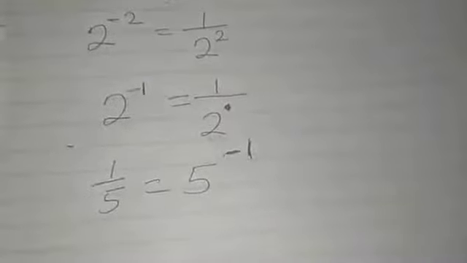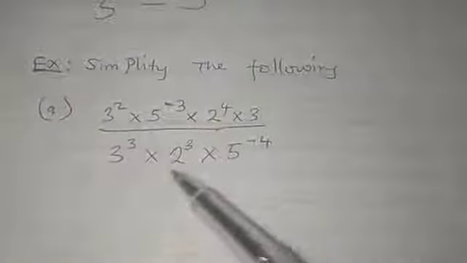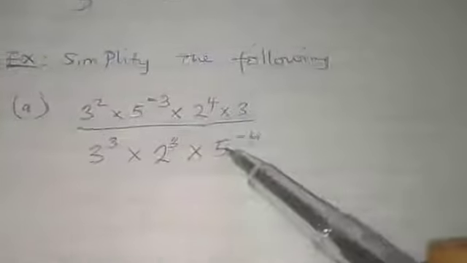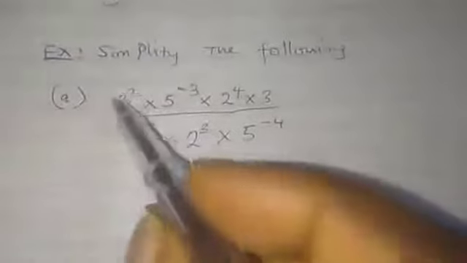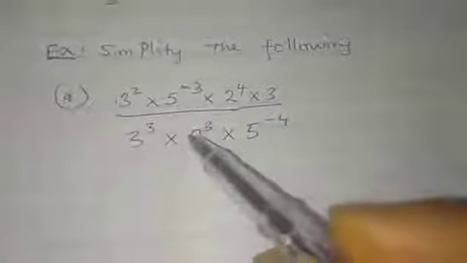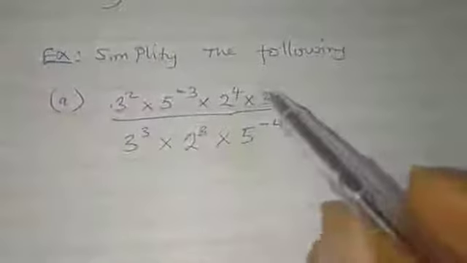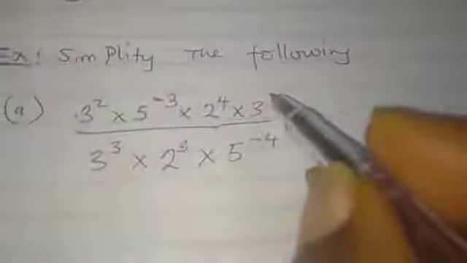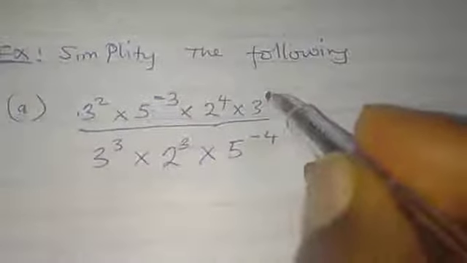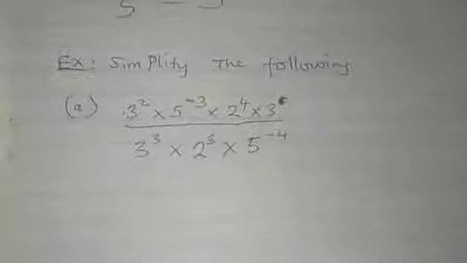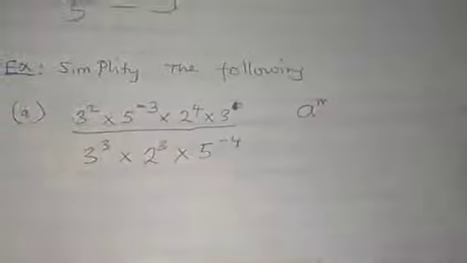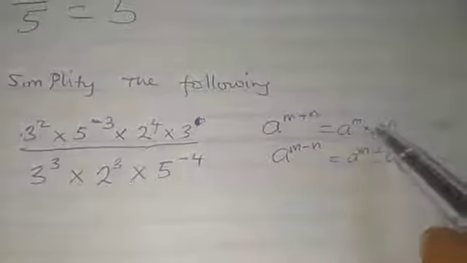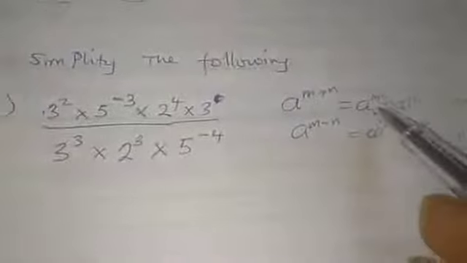So let us take an example on this. Here, we want to simplify this. The numbers we have at the base are 3, 2, and 5. So this 3 here is an ordinary 3, so we can put it as 3 raised to power 1. Now, according to the law of indices, the first one, which says a raised to power m times a raised to power n, that is, if you are multiplying, you add up the powers.